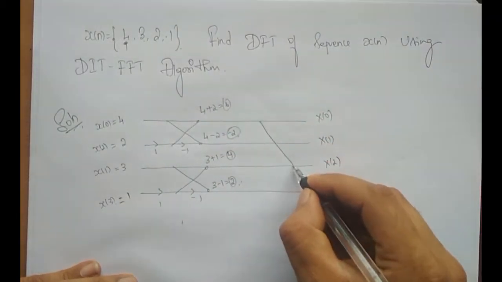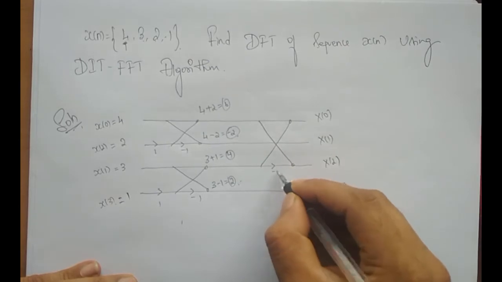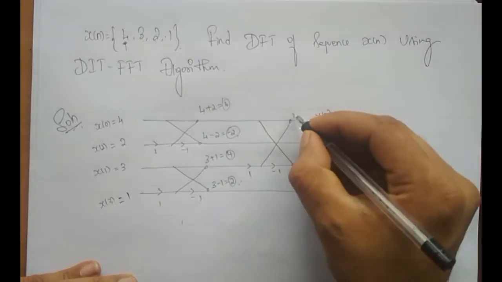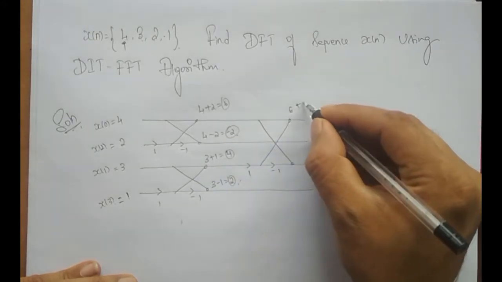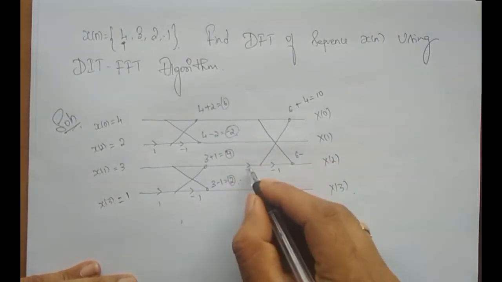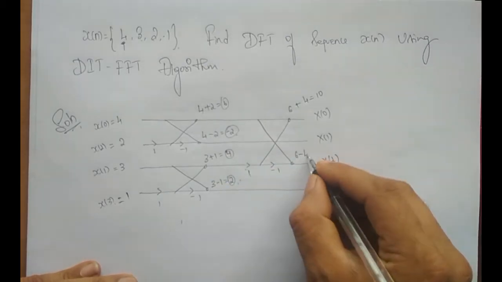Now second stage, I have minus 1, I have 1 here. So this corresponds to W4 power 0. So I have 6 getting added with 1 times 4, which is equal to 10. I have 6 getting subtracted with 1 times 4, which is equal to 2.